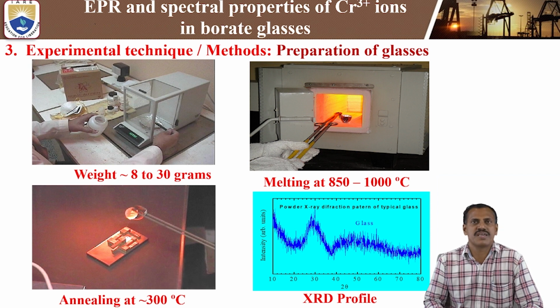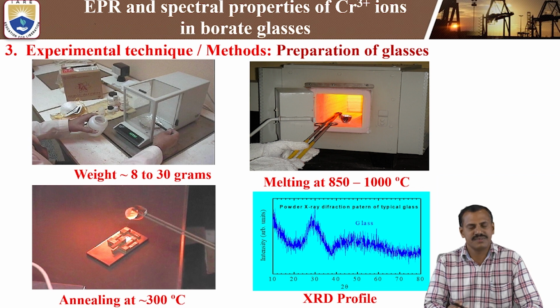In borate glasses, the annealing temperature is below the glass transition temperature, around 300 degrees centigrade. The main purpose of annealing is to avoid thermal stress and strain, so that the glass does not break and does not have any disordered structure in the glassy system. That is why we keep it for annealing below the glass transition temperature, in the case of borate glasses at 300 degrees centigrade.